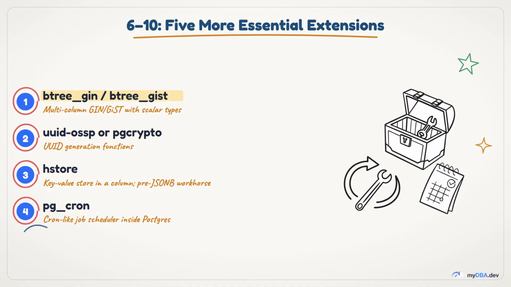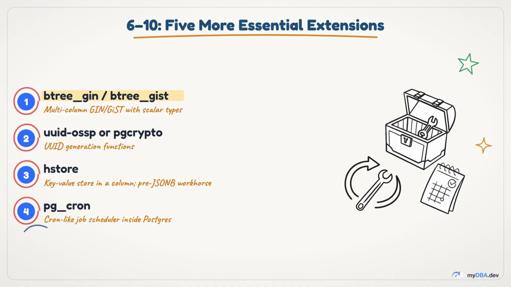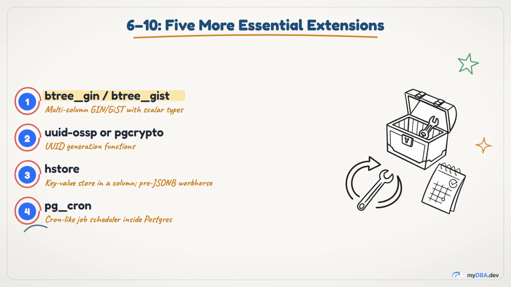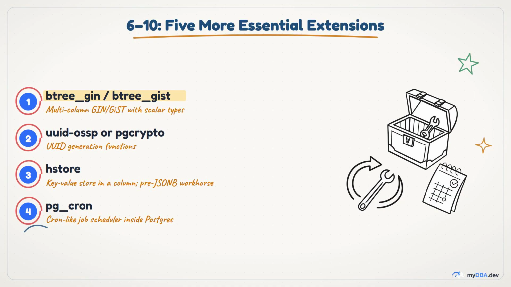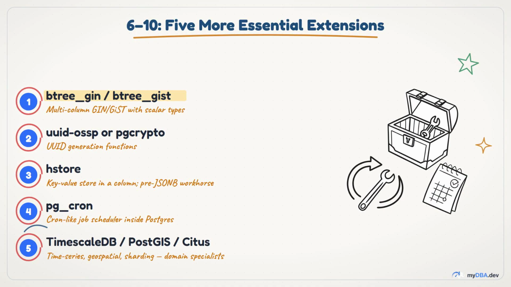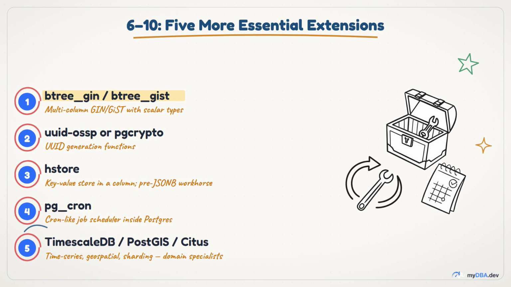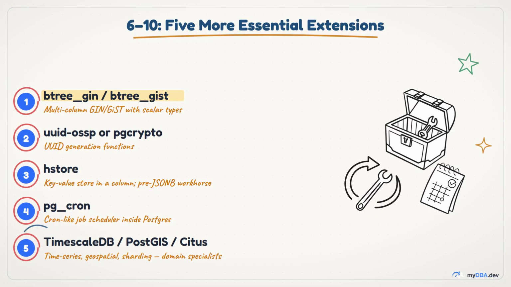9. pg_cron schedules jobs inside Postgres itself. It's available on Azure and as an RDS extension. And 10. The domain specialists like TimescaleDB for time series, PostGIS for geospatial, and Citus for sharding.